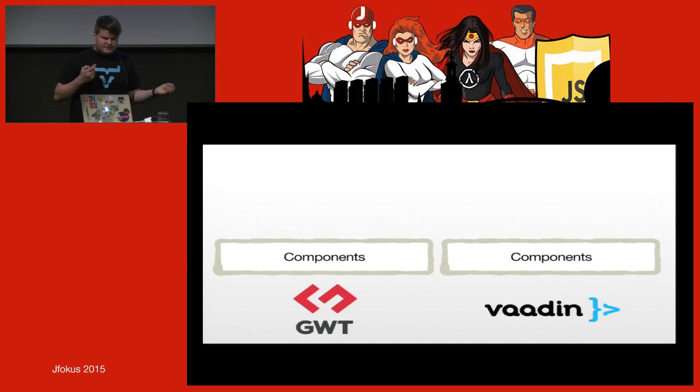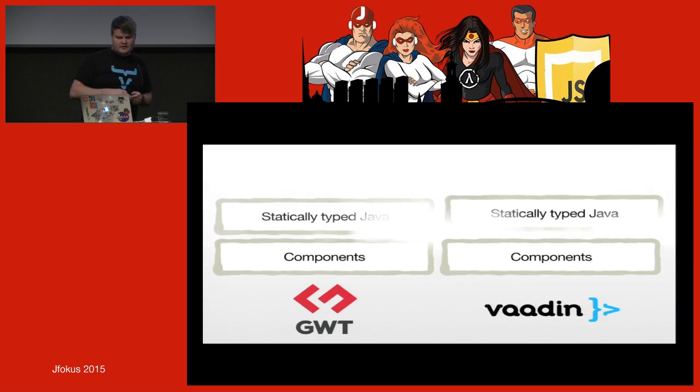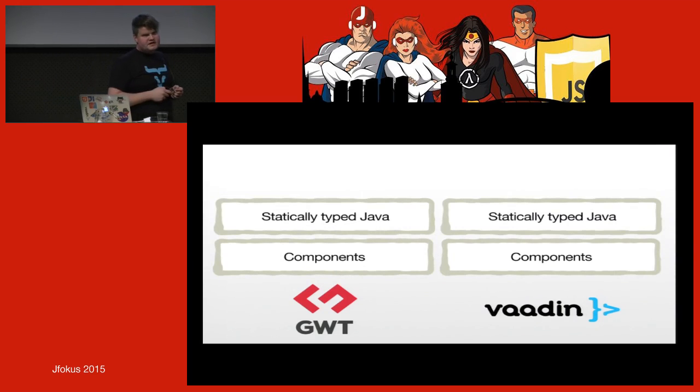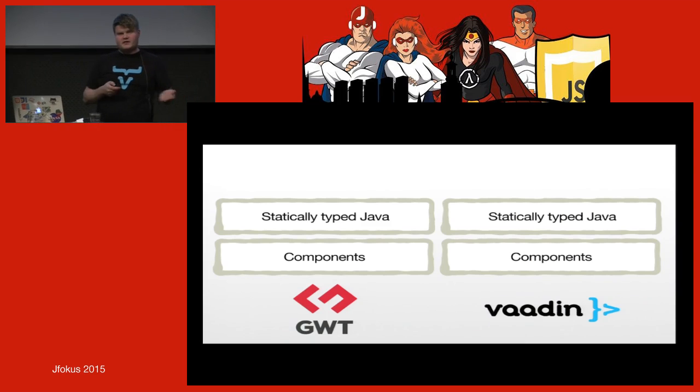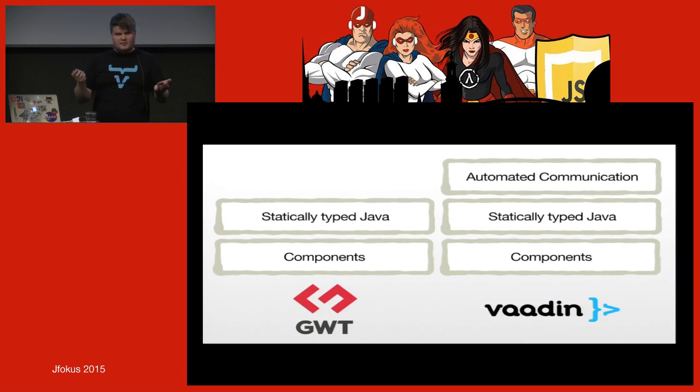So Google Web Toolkit, basically it provides components, Vaadin provides components. That's kind of core value. Both provide statically typed Java, so that's nice. You can have a higher level language to write your applications in. Vaadin provides automated communication, so you don't have to write all this communication code by yourself.